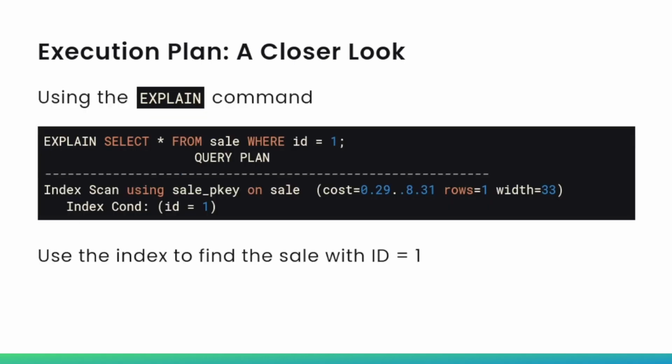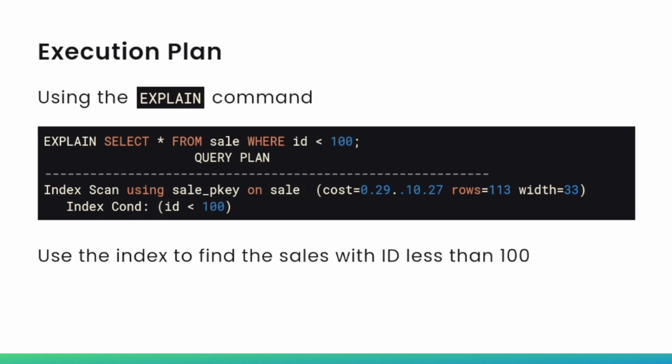If, for example, we add a predicate, in this case, where ID equals 1, we can see that now the execution plan is different. This time, the database is planning to use an index scan using sale PK. Sale PK is the primary key, the index that's defined on the ID column, okay? And we can see that the database expects one row in return, okay? Now, let's make it a bit tougher.